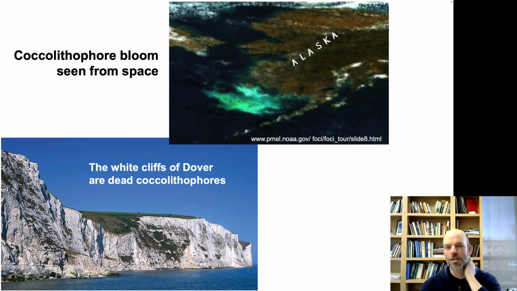I've mentioned this before. Here's a big coccolithophore bloom as seen from space, probably being infected by viruses. And when the viruses infect the coccolithophores, they release the carbonate shells. The carbonate shells sink to the bottom, and over geological periods, you can form massive carbonate deposits like you see in southern England.